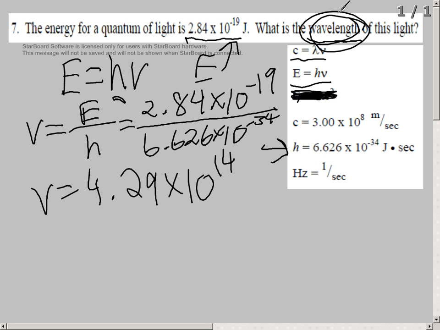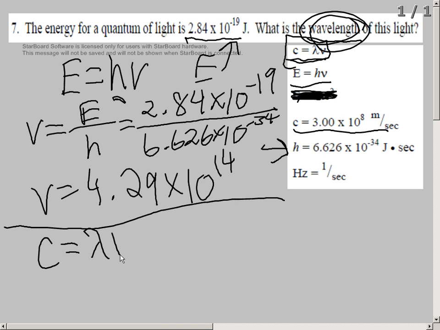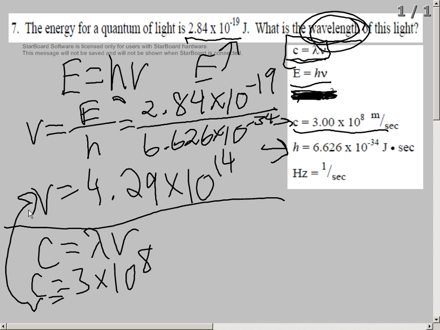Now, how do we take that frequency and put it in wavelength form? Right here, this equation, C equals lambda V, or speed of light, C. Here's C. So for part 2, let's establish what we know. We know C. C is 3 times 10 to the power of 8. I gave it to you right here. It's a constant. It's the speed of light. It doesn't change. And we know V from the previous answer. So, let's put this in terms of lambda, or wavelength.